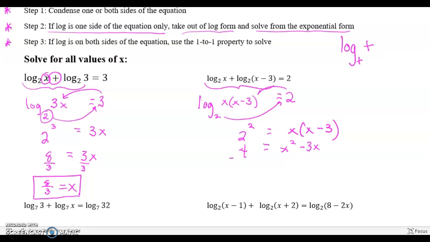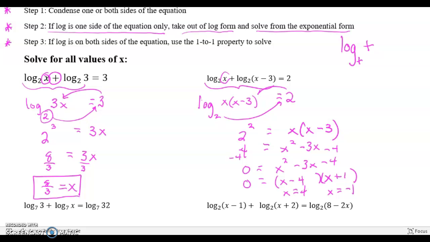We'll have to subtract 4, and I'm doing this because I'm going to have to factor since I have an x squared. When we factor, we get x and x, and a negative 4 times a positive 1 gives me a negative 4, but adds into a negative 3, and we get x equals 4 and x equals negative 1.